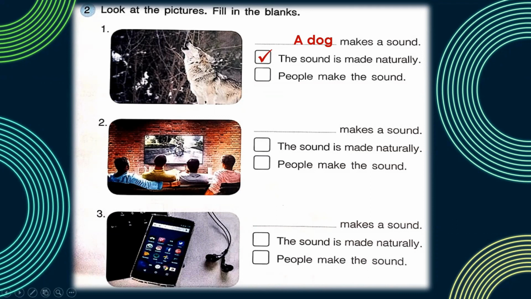And for number 2, what do you call this object? It is a TV or a television. Very good. Now, is it a natural or man-made sound source? If your answer is man-made, tick the second box. And for number 3, what do you call this object? It is a smartphone. Is this a natural sound source or a man-made sound source? It is a man-made source. So that is the end of your activity.